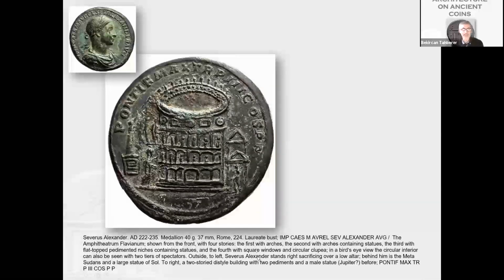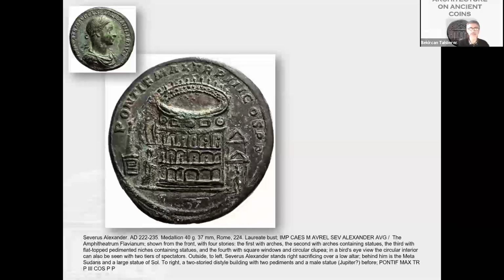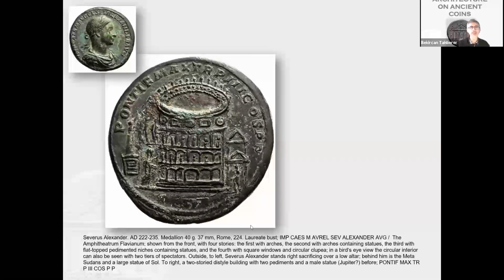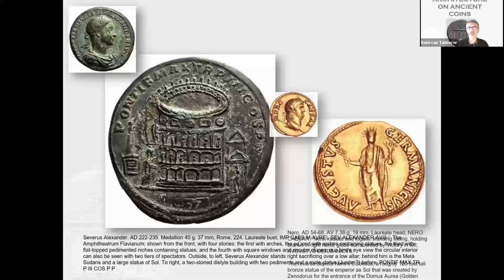And I found a medallion from Severus Alexander. Again, you don't see the Colossus here. There is a figure here, another figure there, and the Meta Sudans is here, but I don't think there is a statue here. So either the artists were asked not to depict the statue, or for some reason they decided not to include it in the scene here.